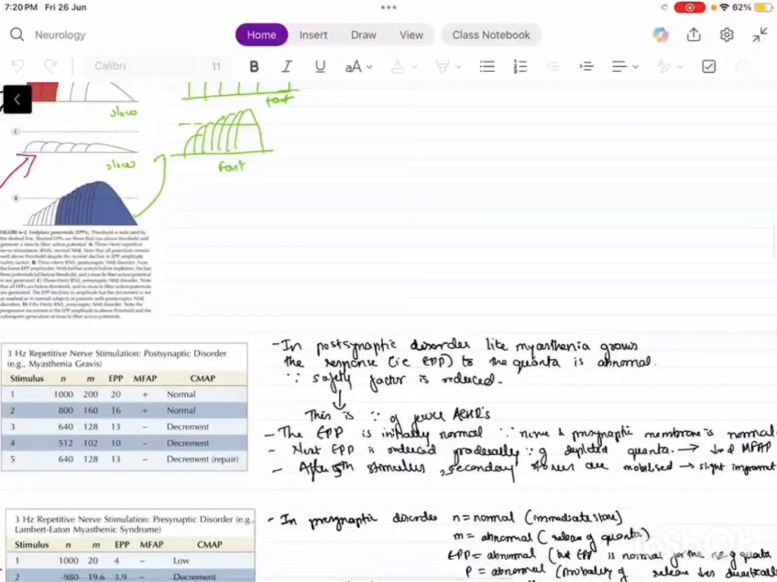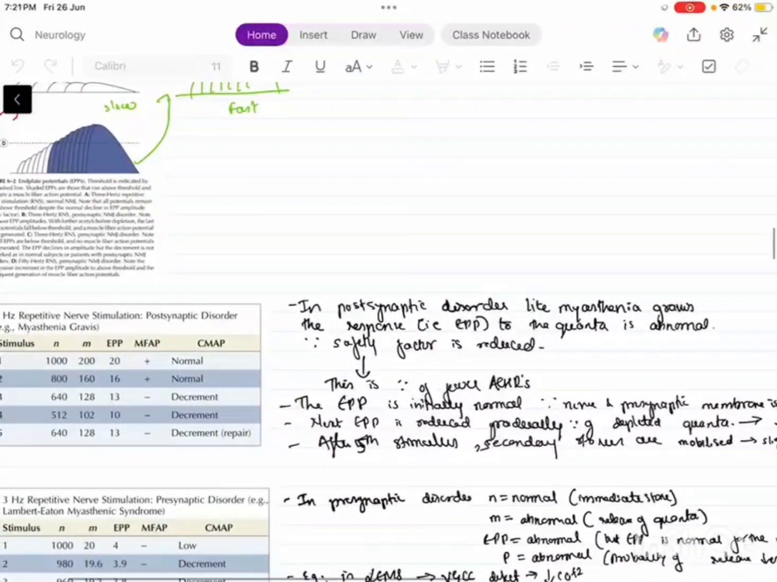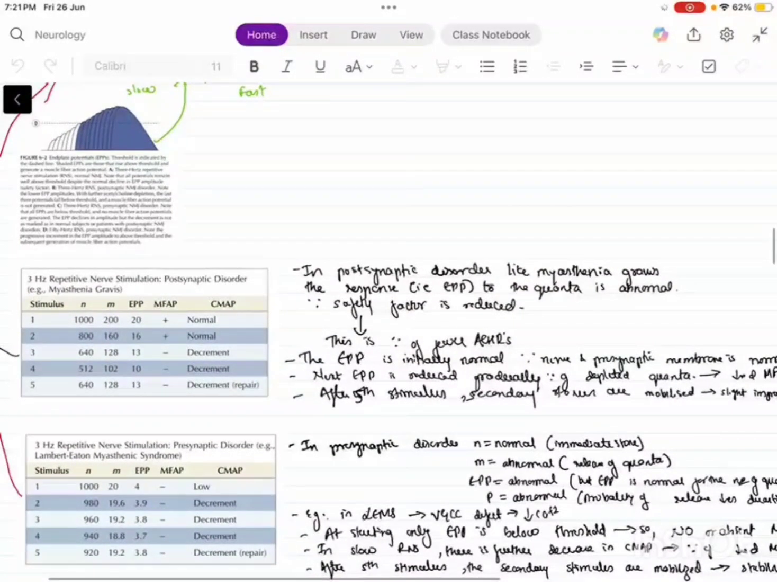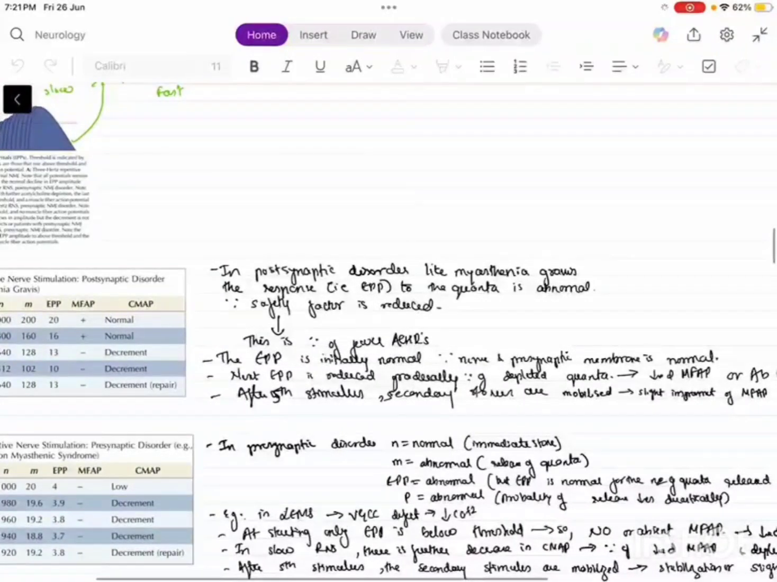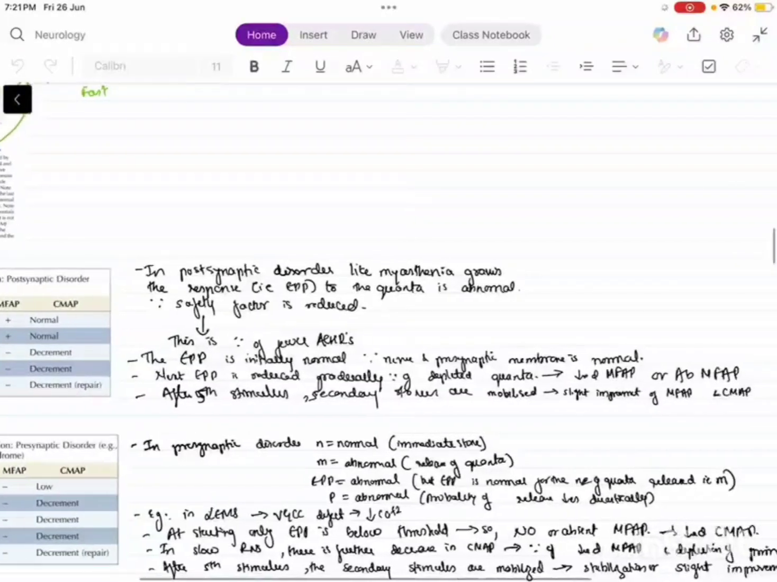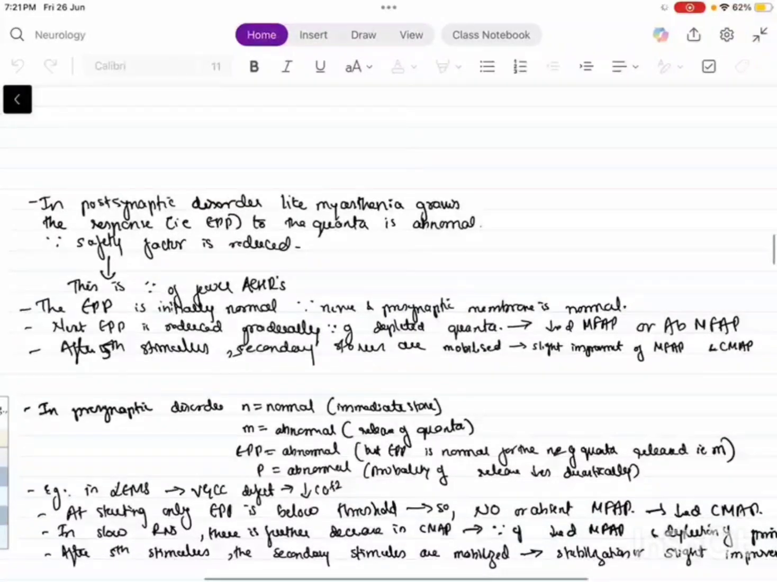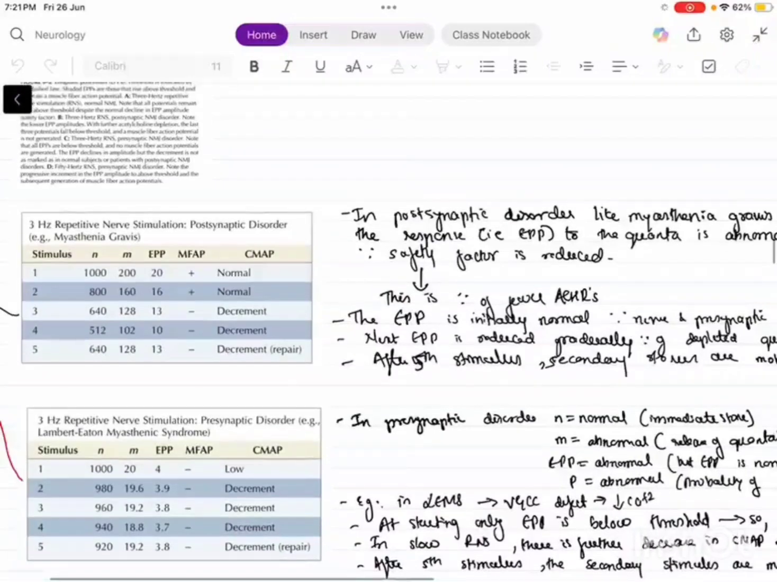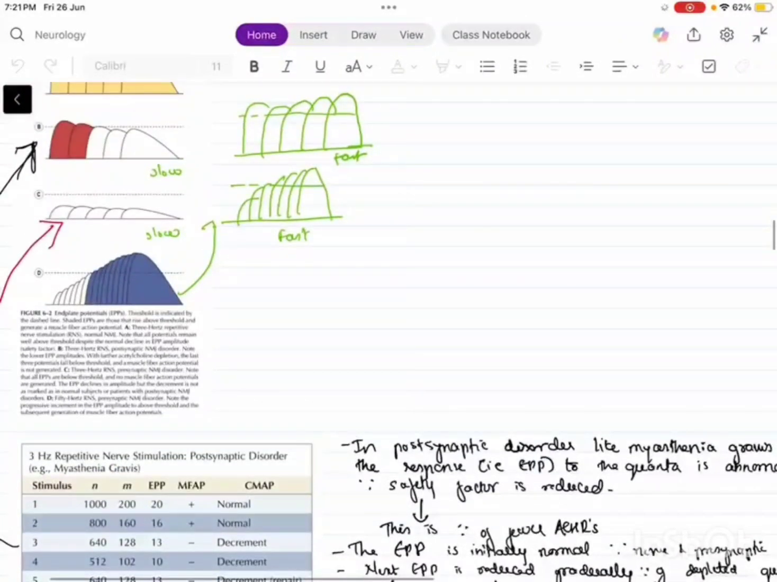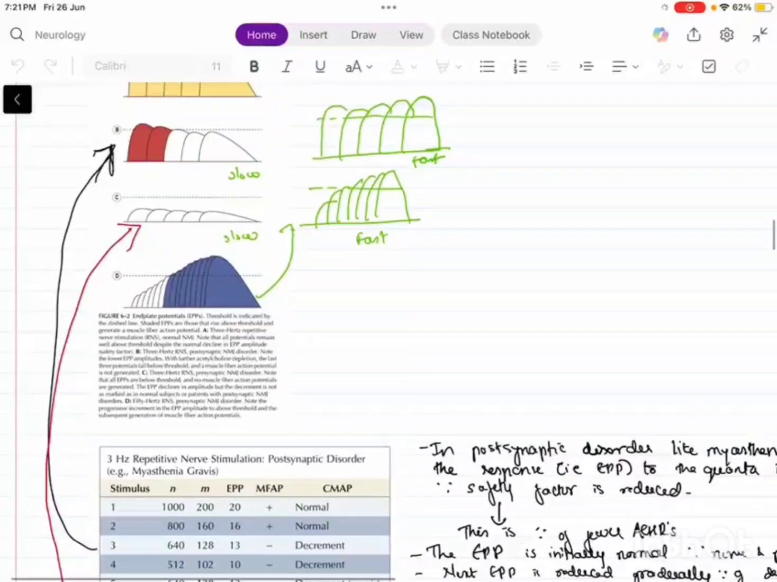In a postsynaptic disorder like myasthenia gravis, the response, that is the end plate potential to the quanta, is abnormal, that is the safety factor is reduced. This is because of fewer acetylcholine receptors. The end plate potential is initially normal because the nerve and presynaptic membrane are normal. Next, the end plate potential is reduced gradually because of the depleted quanta, so it causes decreased or absent MFAP. After the 5th stimulus, secondary stores are mobilized and a slight improvement in MFAP and CMAP occurs, but it cannot reach above the threshold. This is slow RNS in the case of a postsynaptic disorder.